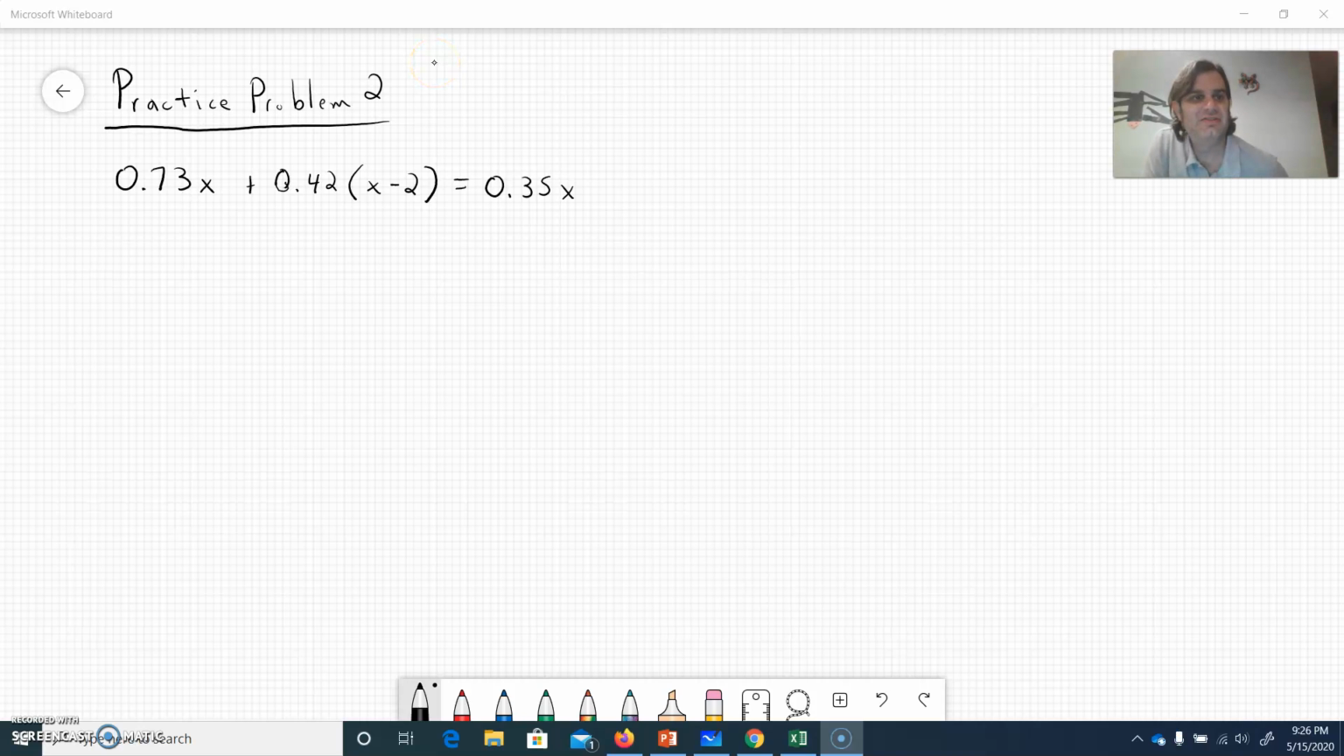Okay, it's Mr. Allred. This is linear equation practice problem 2, and this is working out the solution. The problem was 0.73x plus 0.42 times the quantity of x minus 2, all equal to 0.35x.